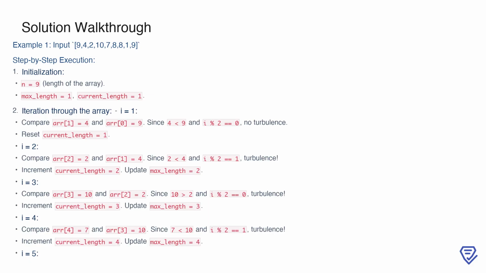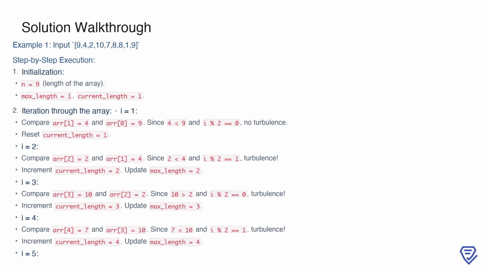Moving on to i equals 3, we compare arr[3] equals 10 with arr[2] equals 2. Since 10 > 2 and the index i is even, turbulence continues. We increment current_length to 3 and update max_length accordingly.